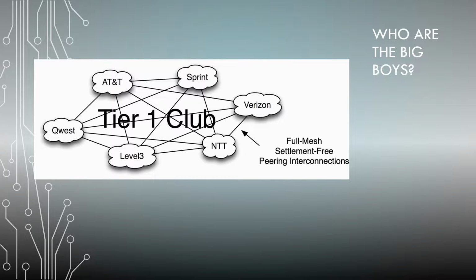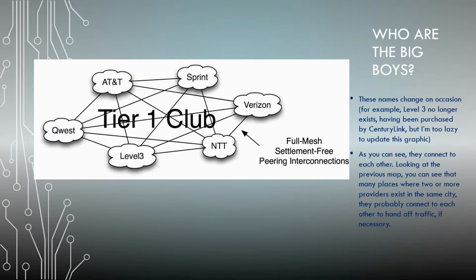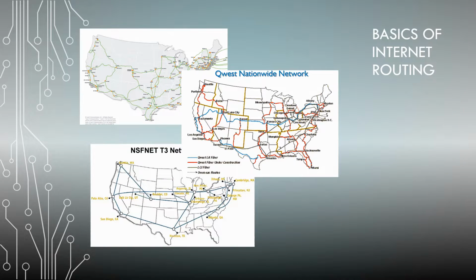These companies have what are called peering agreements, and they will hand off traffic to each other to make sure that the internet is served and to make sure that the data can get where it needs to go. Okay? These names change a little bit. I put Level 3 on here. They don't exist anymore. They're now part of CenturyLink, but hey, I'm too lazy to update this diagram. Okay? And like I said, as you can see, they connect to each other so that they can make sure that the data gets where it needs to go.